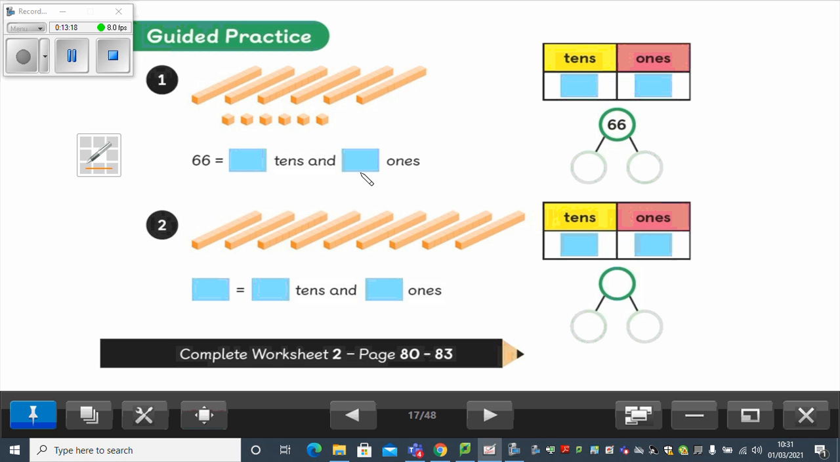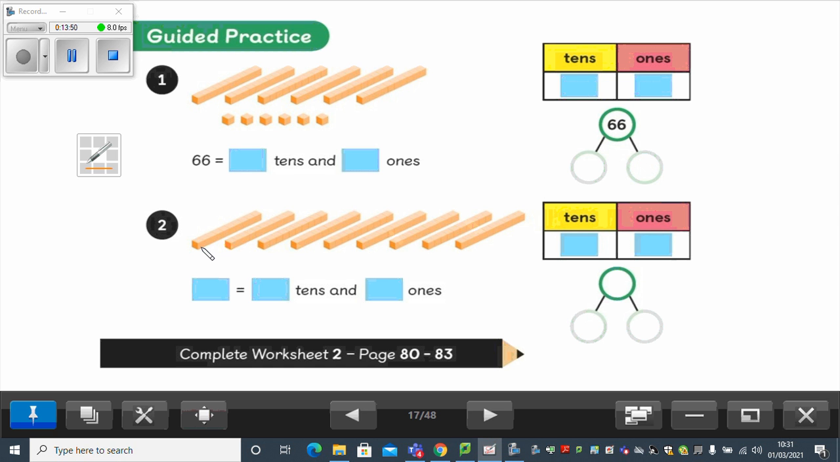Once you've found that information, you can then write it in your place value chart. So how many tens and how many ones? Then complete your whole part-part model. So this is where you're writing the value of each of the digits. So you're going to partition them into their tens and ones. So what is the value of the 6? What is the value of this 6?